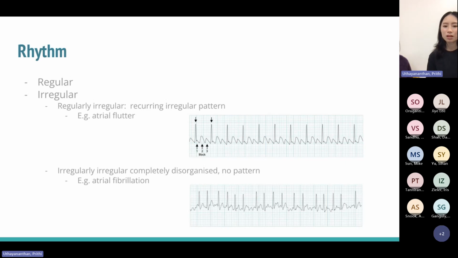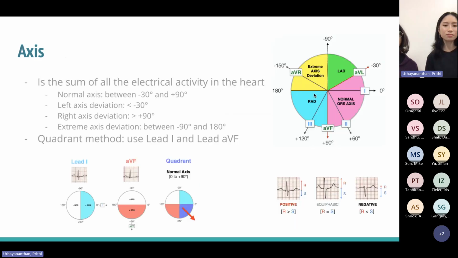So it's not normal sinus rhythm, but it's regularly not normal. So it's regularly irregular. And irregularly irregular would be when there's no pattern and it's just chaos. And a good example of that is atrial fibrillation. Yeah, that one's an important one to know.